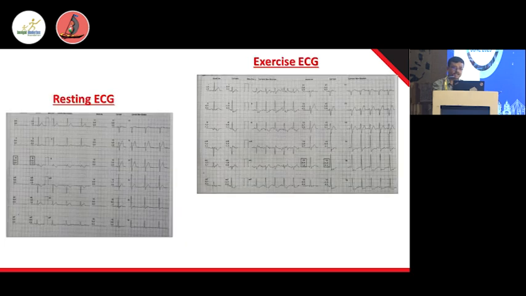So the take home is that ECG is the baseline pillar in chest pain evaluation. Identification of the high risk cases is the goal, and a comprehensive holistic approach is the key to success.